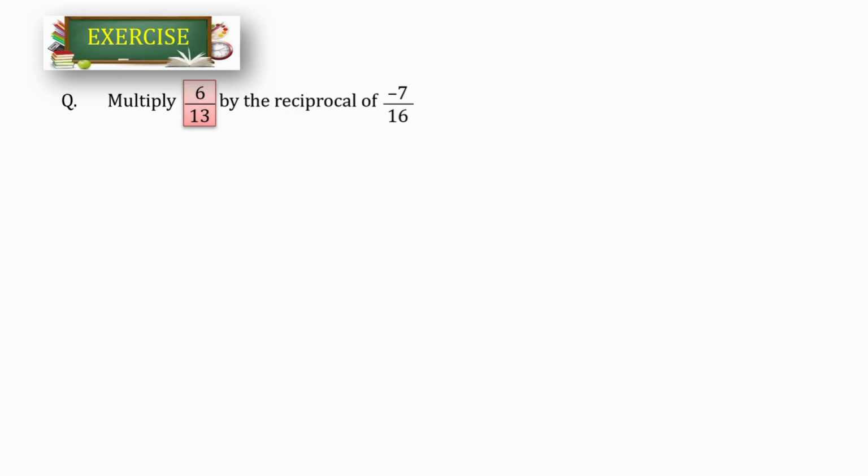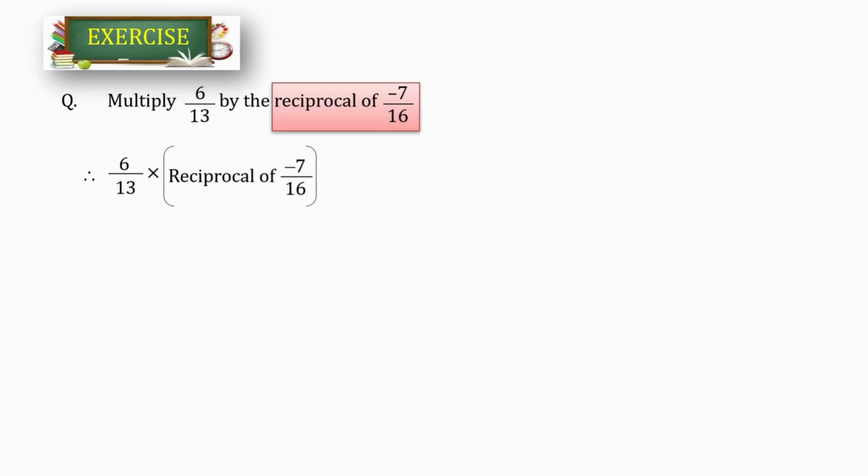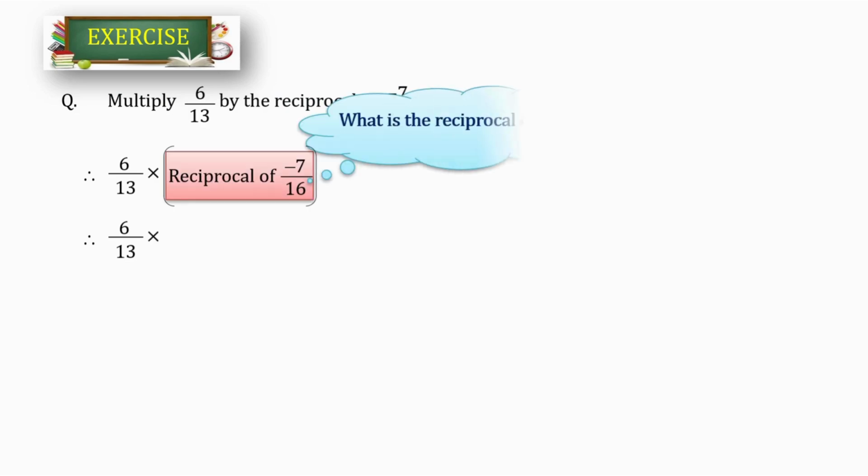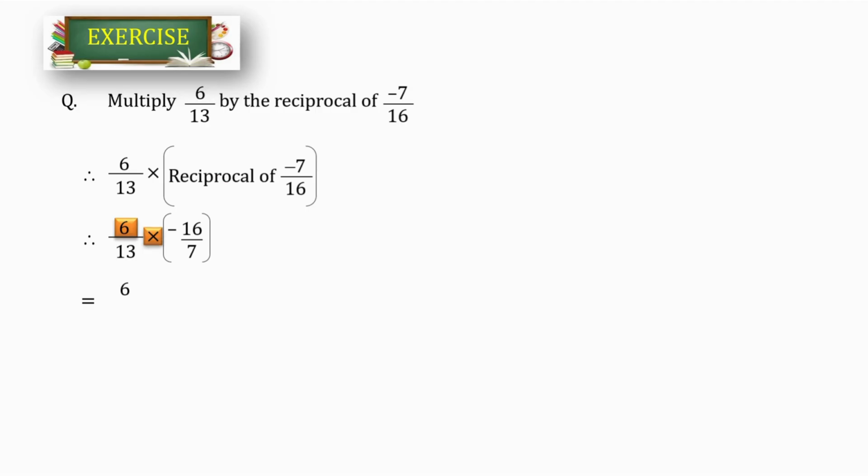Multiply 6 by 13 by the reciprocal of minus 7 by 16. So first we need to find the reciprocal of minus 7 by 16. That is equal to minus 16 by 7. So here comes minus 96 by 91.